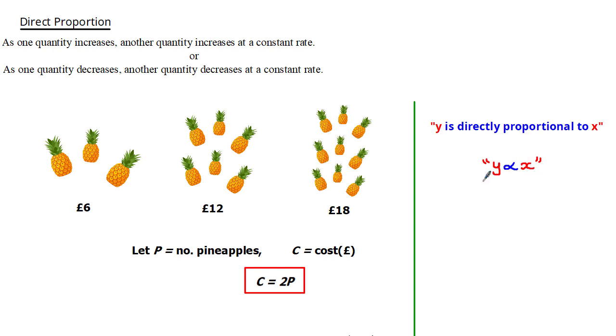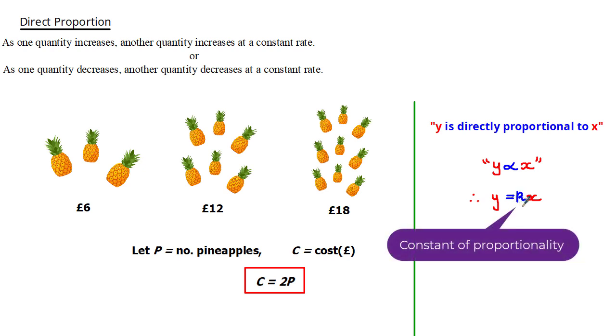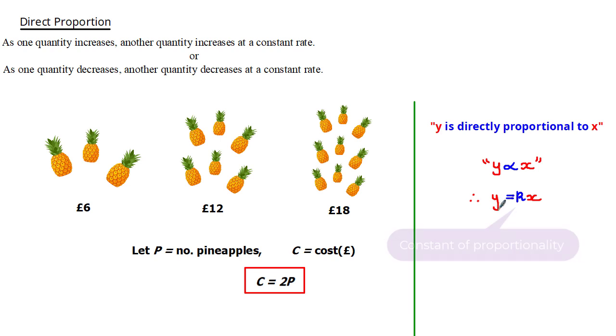The equivalent equation to this statement is that y is equal to kx, where this value k is what we call the constant of proportionality. And this constant k is the rate at which one variable increases or decreases relative to the other variable.